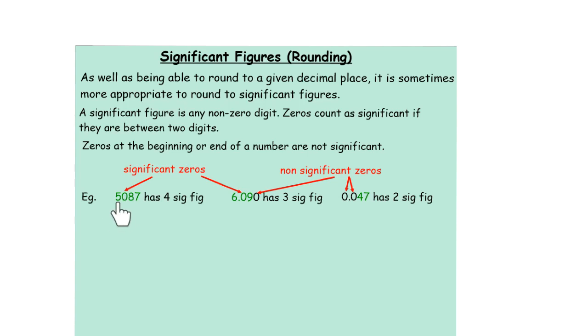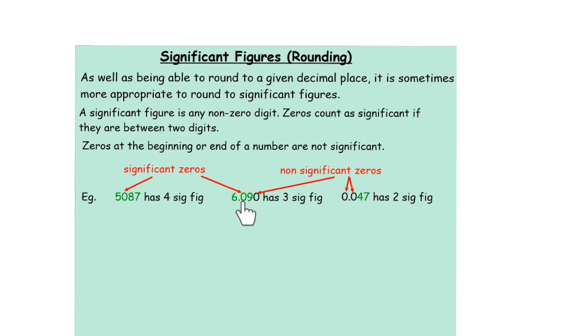So this number, 5,087, it has 4 significant figures. The 5, the 8 and the 7 are all significant, and the 0 is significant because it's between the 5 and the 8. It's between two numbers. In this number here, there are 3 significant figures because the 6 and 9 are significant.